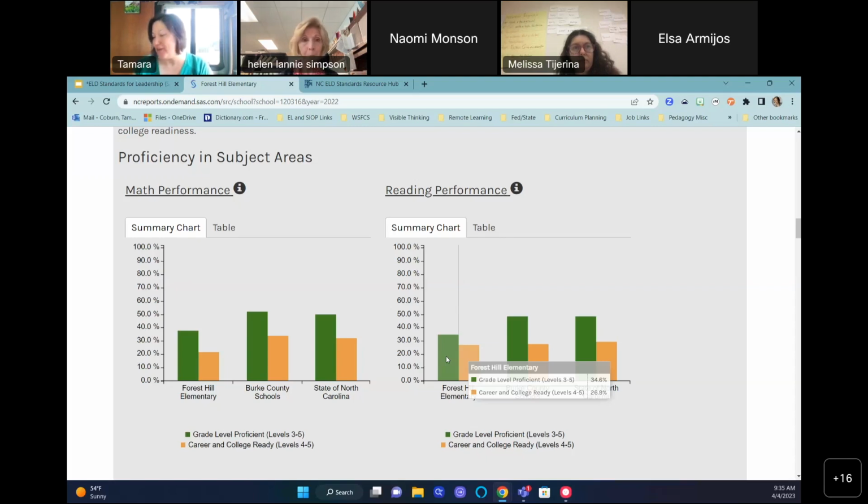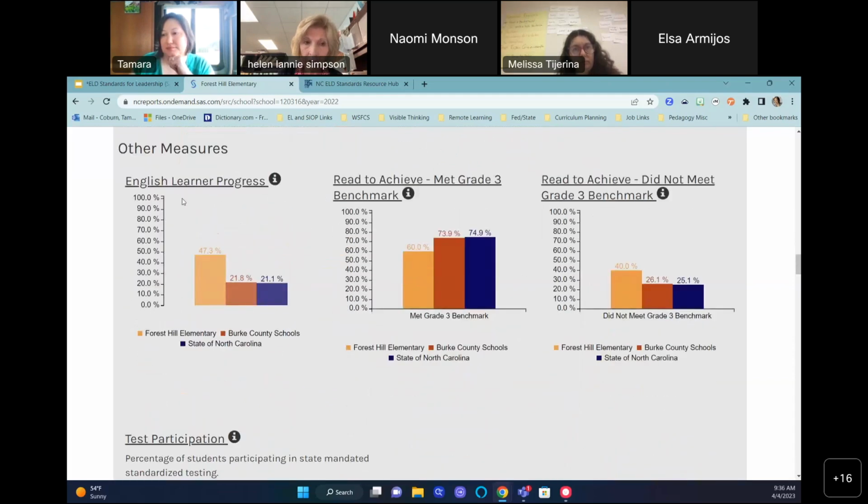Okay. Looks like we have a question from Elsa. Yes. You mentioned that this performance is based on EOG proficiency, but you also were talking about ACCESS growth. So is this performance based on EOGs or ACCESS? It's the EL progress is performance on ACCESS.